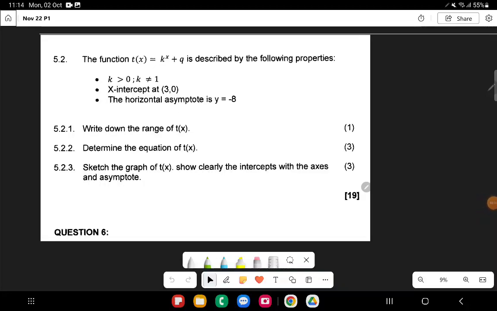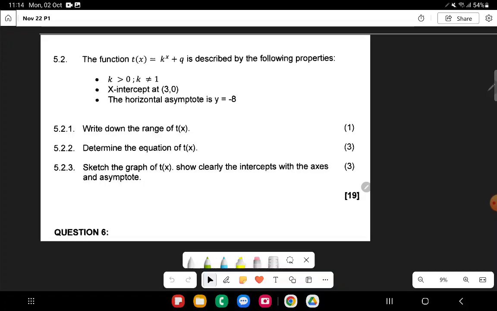This is the November 2022 paper 1, question number 5.2. The question says the function t of x is equal to k to the power of x plus q and has the following properties. k is greater than 0, k does not equal 1, the x-intercept is at (3, 0), and the horizontal asymptote is at y equals -8.